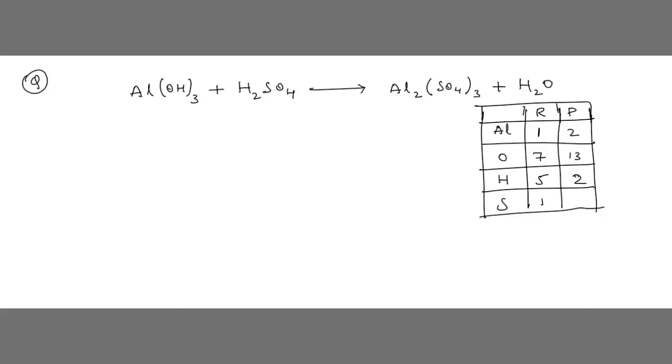Okay, we have 1 S, but here how many S do we have? You can see here, this is SO4 thrice, no? It means this 3 is there for S also. It means we have 3 S. We have 3 S. This is step number 1.